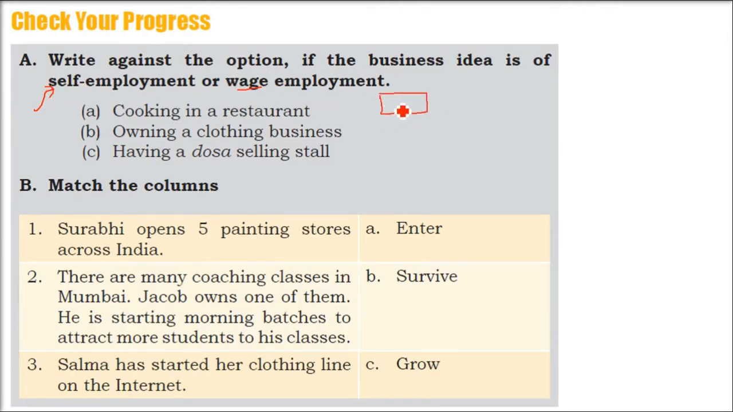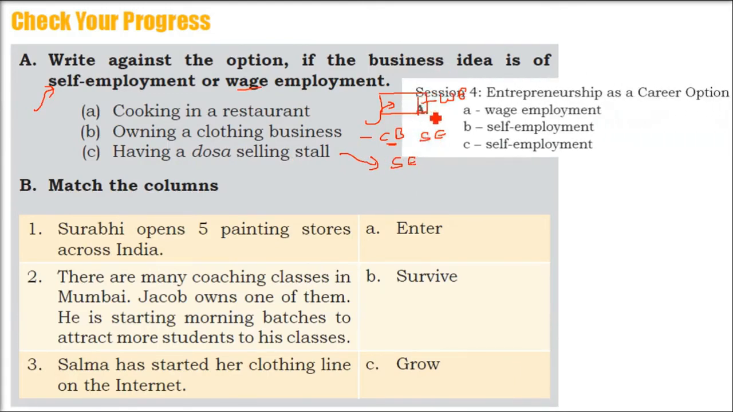So cooking in a restaurant: you are working for someone because you are a cook, and someone else owns the restaurant. So you are a wage earner. Owning a clothing business: you have started this business, so you are self-employed. Having a dosa selling stall: you have started a stall that sells dosa or other stuff. So this is self-employment. These are the answers for this part of the question.